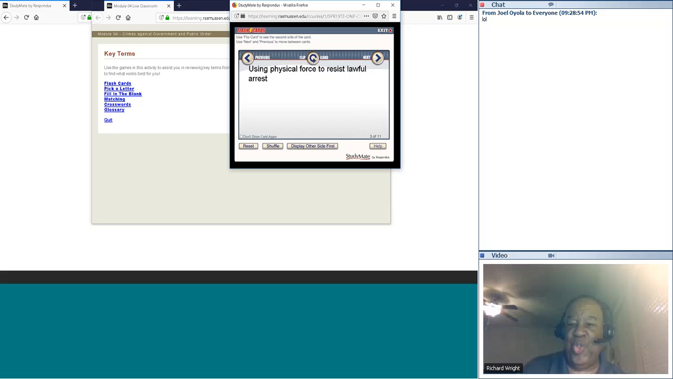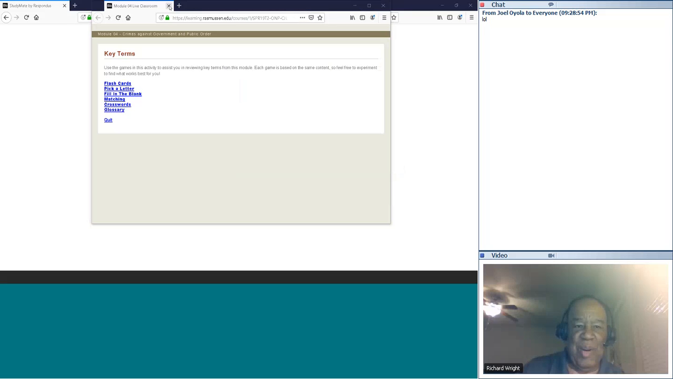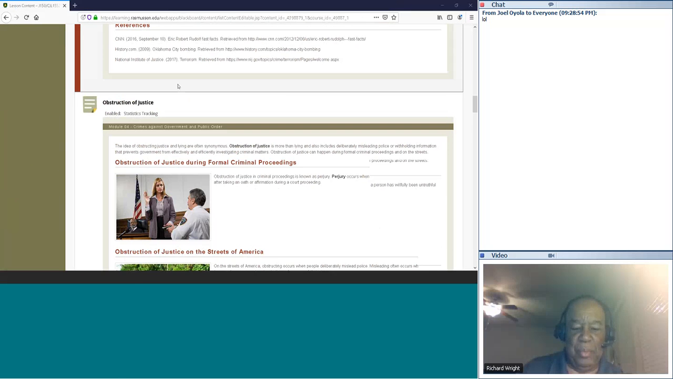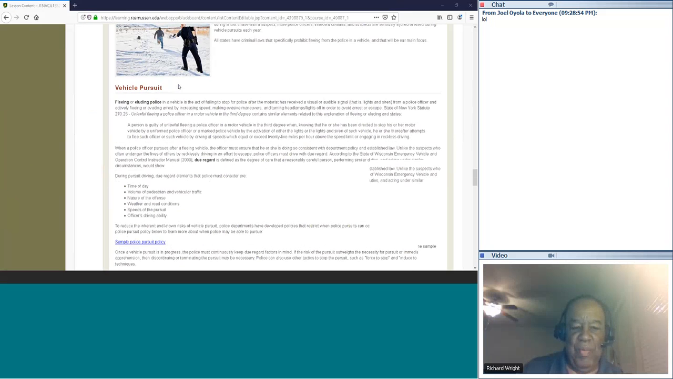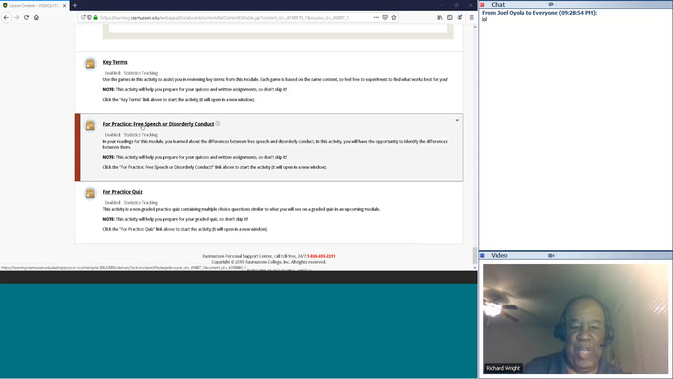Using physical force to resist lawful arrest, and you know what that is. That's resisting arrest. Then you go to the next one. Deliberately misleading police or withholding information that prevents government from effectively and efficiently investigating criminal matters. Here it is, the old word, obstruction of justice. And so you go through each of these, and you can test those out, all right, to get ready for your exam. Again, same thing applies to the practice for free speech or disorderly conduct.